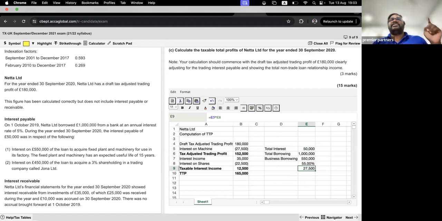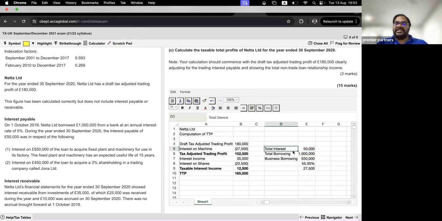That is 27,500, which I deducted from here, from my trading income. Are we clear on that part? I took the total accrued interest. Then I took the business proportion. Based on the business proportion, I split the accrued interest. Simply, I took my overall interest cost, the accrued part.